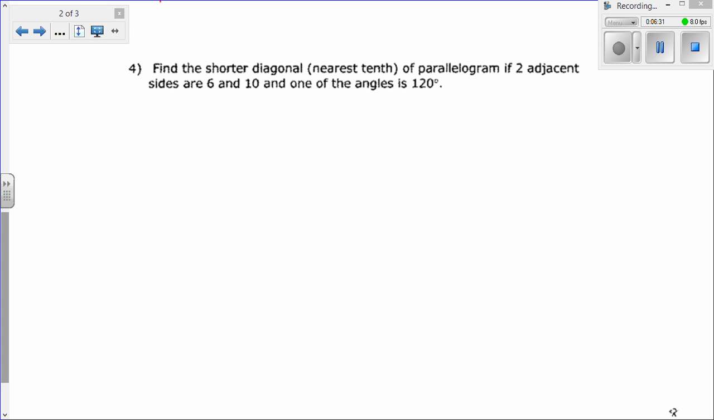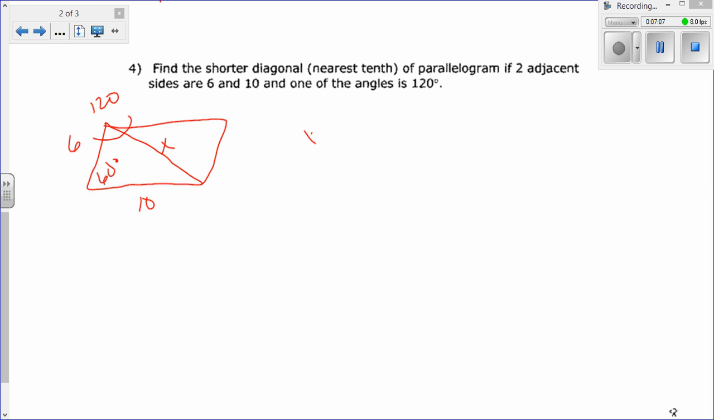Find the shorter diagonal to the nearest tenth of a parallelogram if two adjacent sides are 6 and 10 and one of the angles is 120. Well, here's my parallelogram. I have a side 6 and I have a side 10. The shorter diagonal is going to be this one here. But this angle here has to be 120, which means this angle here is 60. So we're looking for the length of the diagonal.